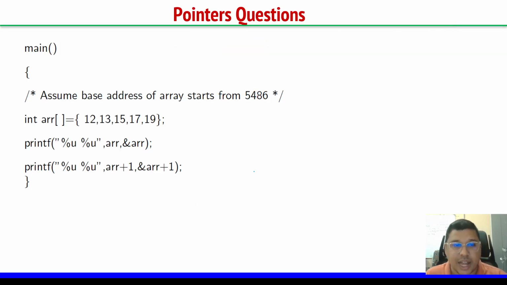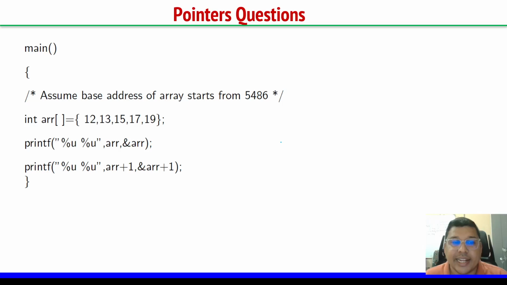Is it clear? I hope you understood this now. Any doubts in this question? Students, please let me know if it is clear. arr, &arr, arr plus 1, &arr plus 1.